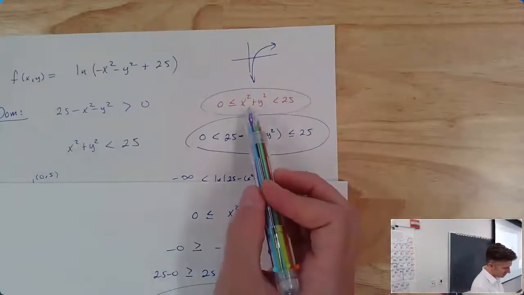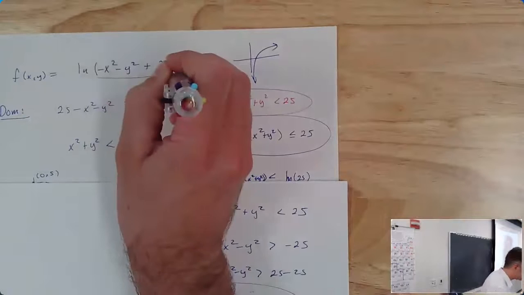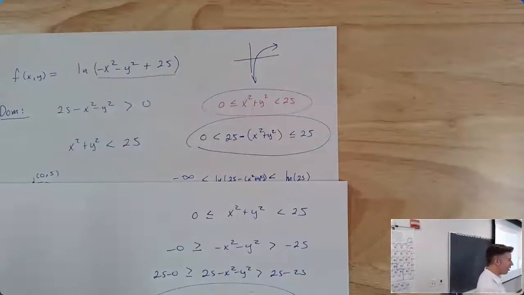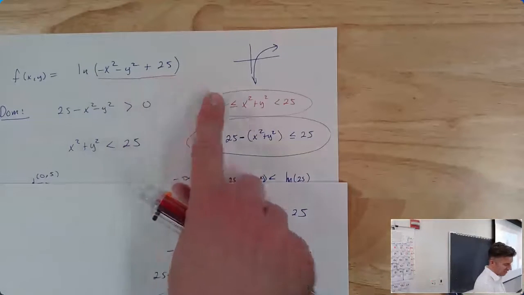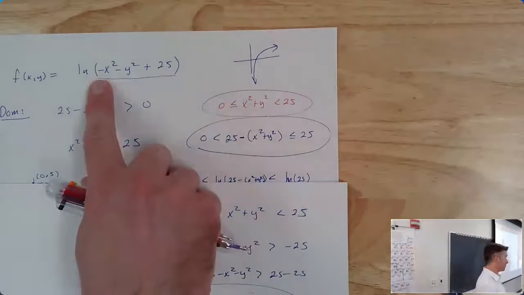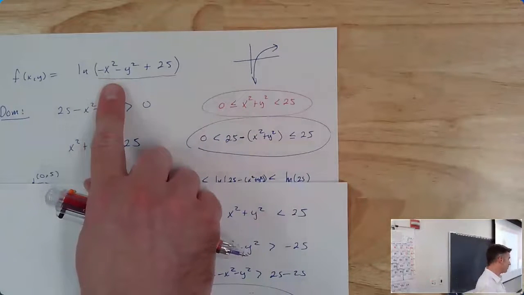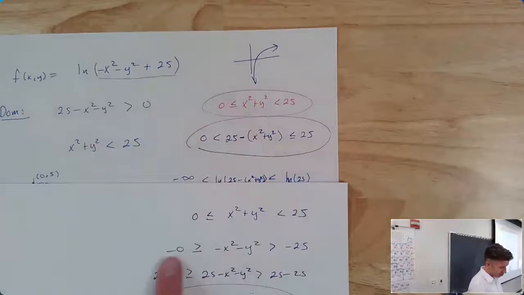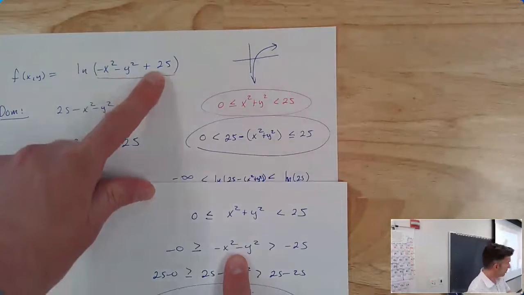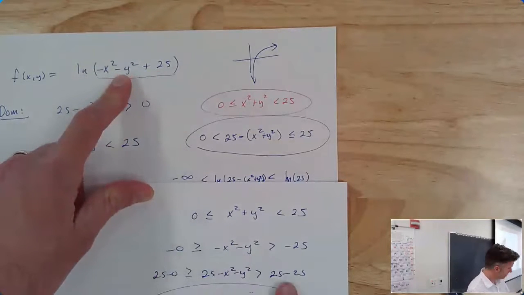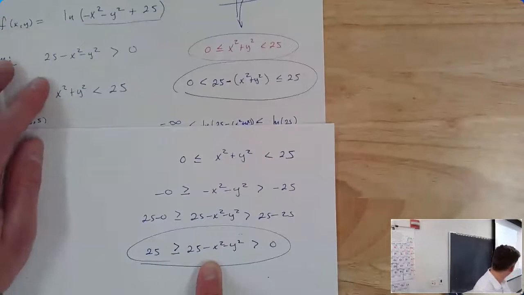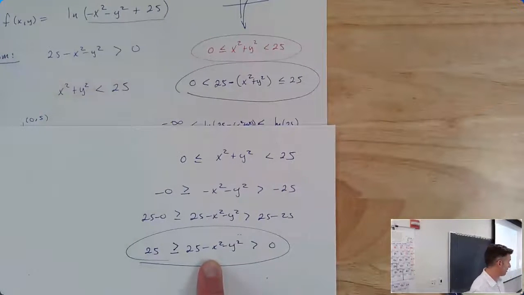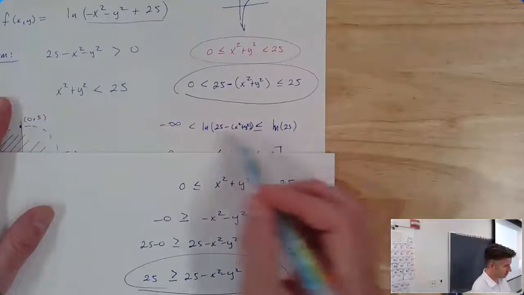So I said, I have this, but I want that. I asked myself, what do I need to do to change this middle part into that? Well, I have x squared plus y squared. I want negative x squared minus y squared. So I multiply by -1. But I can't just do it to the middle part. I have to do it to all the parts. And then now I have negative x squared minus y squared, but I want to add on 25. So I add 25 to all the parts. And that gets me to the middle part being the same as that. And then at the end, I would take the natural log of it, just like I did. So the natural log of all this is between those two things.